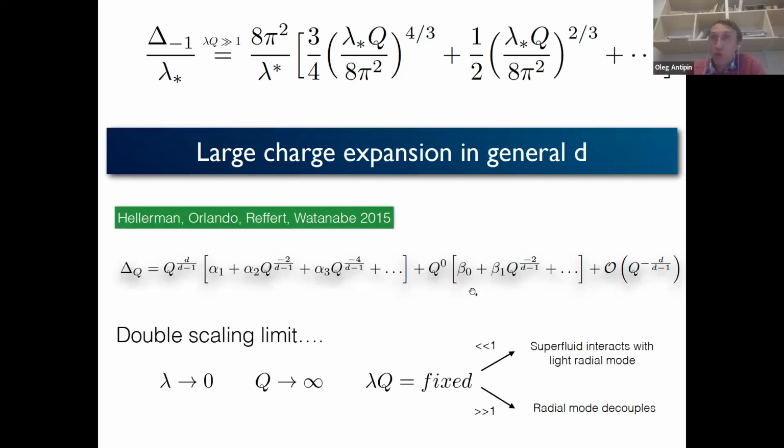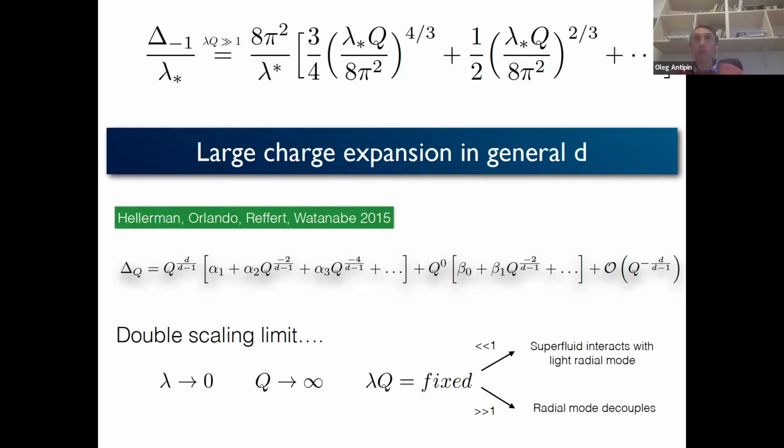But you see the advantage of our approach. We also have a small charge regime, which is given by the perturbative asymptotics, okay? But in the large charge regime, we have this formula. You don't need to have a theory. You can do EFT to obtain these results, okay? And that's what they did in 2015.